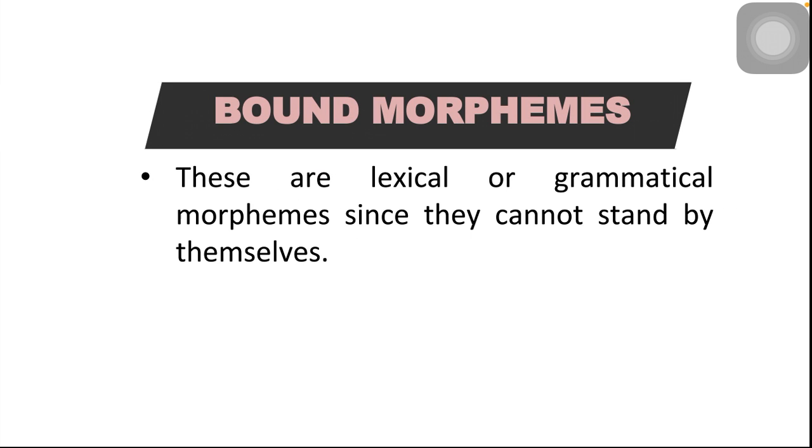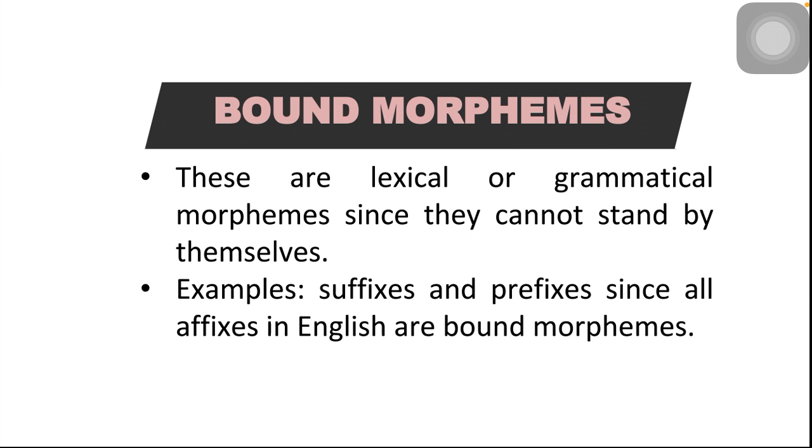But we also have what we call bound morphemes. These are the dependent morphemes. Bound morphemes are lexical or grammatical morphemes that cannot stand by themselves. For example, suffixes or prefixes. All affixes in English are bound morphemes, everything you attach to words, which are suffixes and prefixes. Prefixes are attached to the front of a word, and suffixes are attached to the end of a word. For example, a suffix is the ER we used earlier. Faster. The suffix is ER.